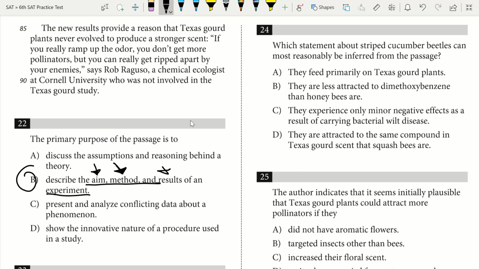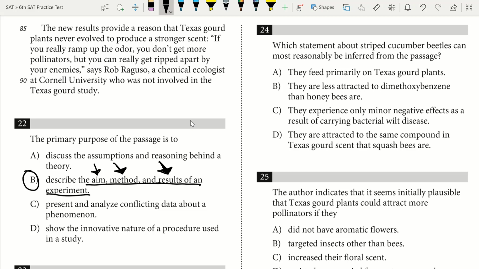And then after that, we describe the results, right? The showing that those beetles were attracted to that extra scent, and that even though there was more scent, those increased beetles actually caused the Texas gourds to not survive as much because of how many beetles there were, even though you would expect that more aroma would attract more pollinators. So the results of the experiment were described in the end. So that's really what that primary purpose of that passage is, so B will be our answer there.